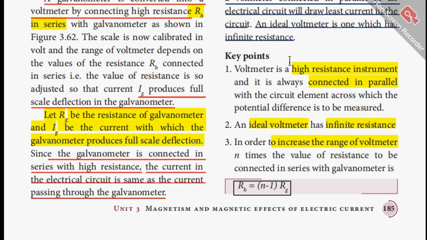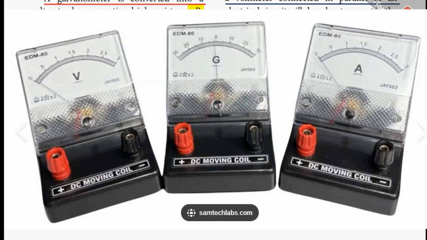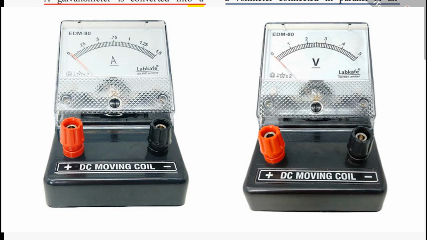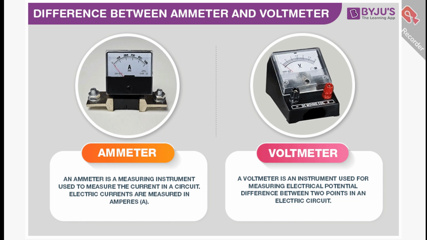Now let us see what the key points to be remembered are. First one: a voltmeter is a high resistance instrument and it is always connected in parallel with the circuit element across which the potential difference is to be measured. An ideal voltmeter has infinite resistance, and in order to increase the range of the voltmeter n times, the value of resistance to be connected in series with the galvanometer is given by this expression: Rh is equal to (n minus 1) into Rg.